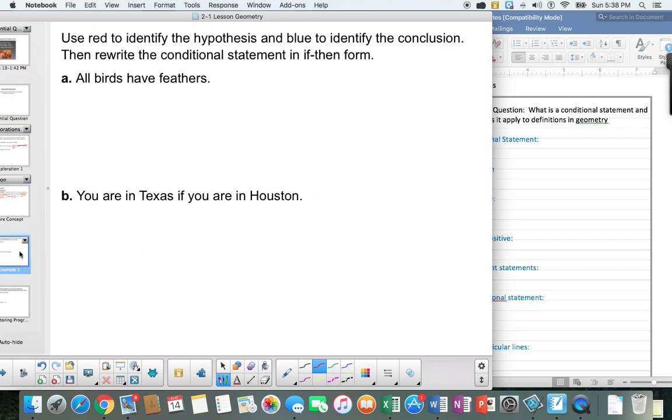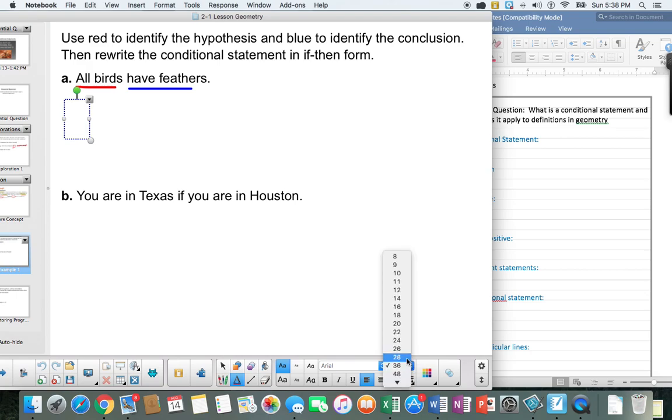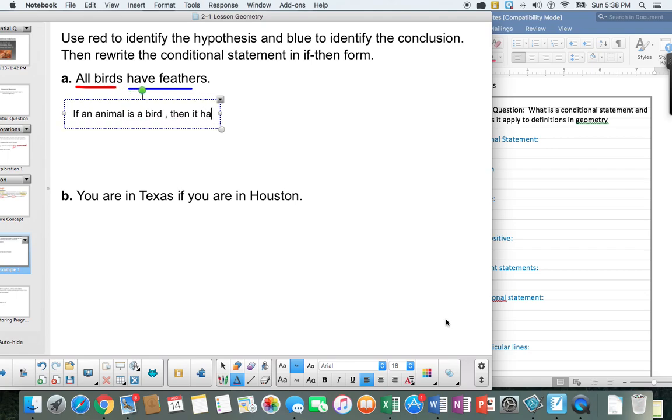All right, let's take a look at these sentences and see if we can identify the hypothesis and the conclusion. The hypothesis is in red, and the hypothesis is always the subject of the sentence. And let's go to blue. The rest of the sentence is the conclusion. Now, how would I write this in an if-then statement? The way I would write it is: if an animal is a bird, then it has feathers. Now you notice that I had to add some words to make the English sound fine.